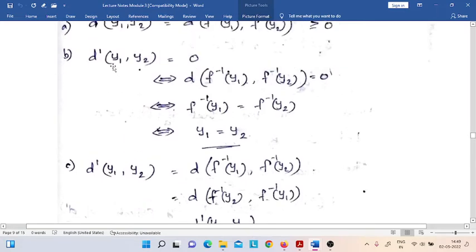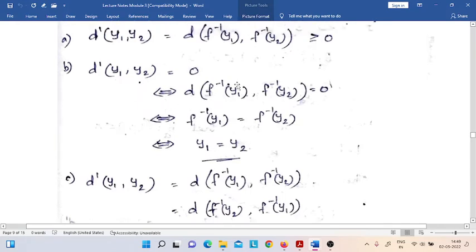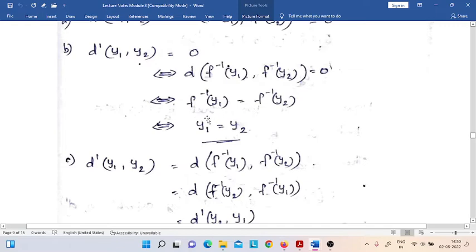Next, coming to the second condition, we want to show that d prime of y1, y2 equals 0 if and only if y1 equals y2. For that, you can expand it as an implying and implied-by statement. This statement is true if and only if d of f inverse of y1 comma f inverse of y2 equals 0, and that happens only if f inverse of y1 equals f inverse of y2, which means if and only if y1 equals y2. The distance between y1 and y2 can be equal to 0 if and only if y1 equals y2. That means for two different points, the distance between the 2 points is not equal to 0. Thus the second condition is verified.